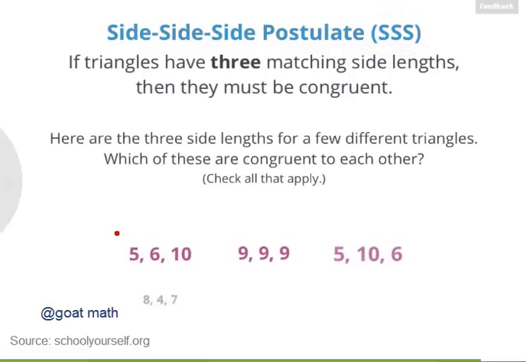Now as a final challenge, here are the side lengths for 6 different triangles, but you don't know any of the angles in these triangles. Which of these are congruent to each other? And here's a hint, there's more than 2.